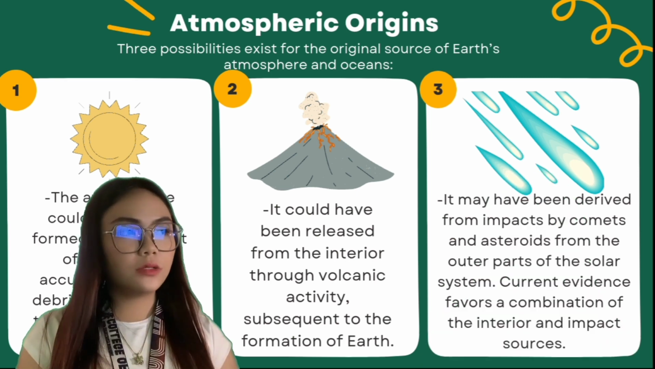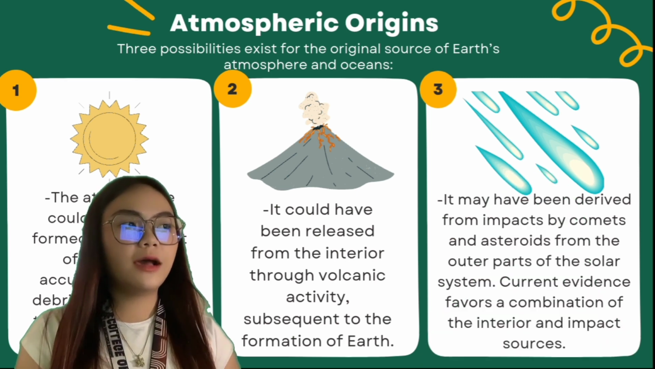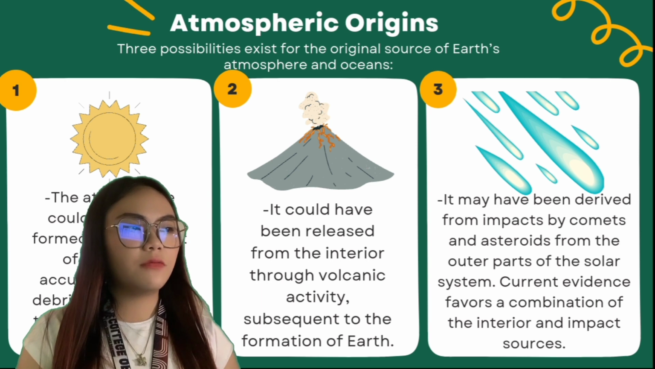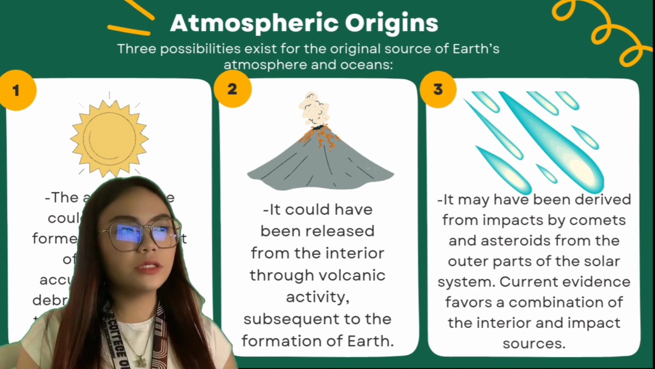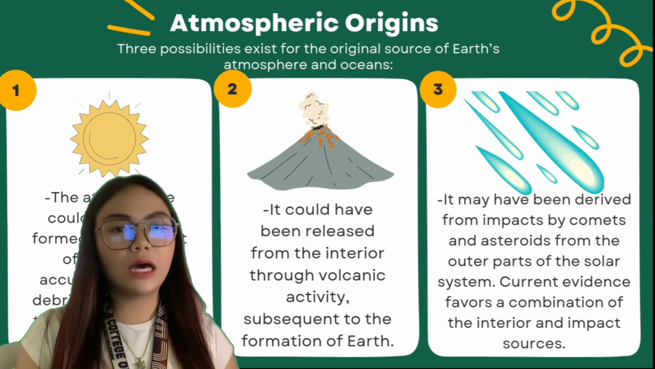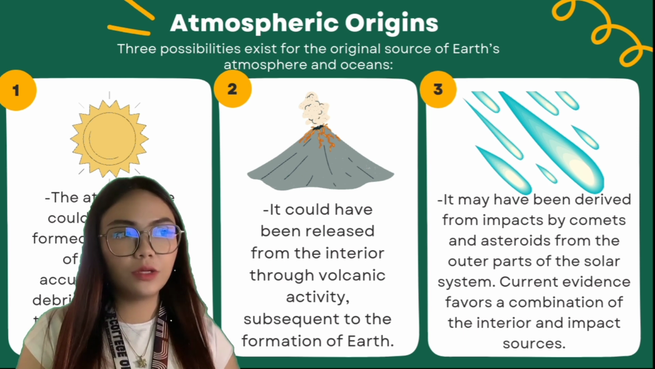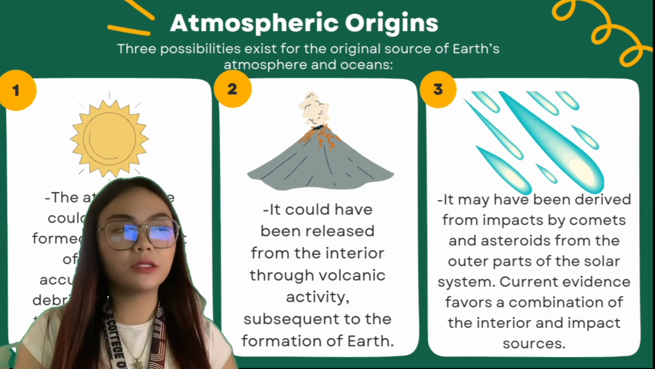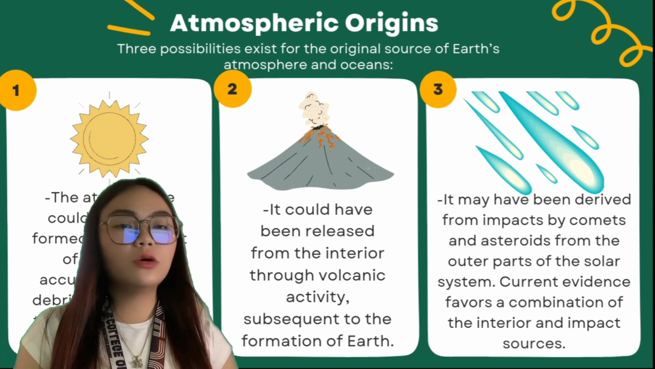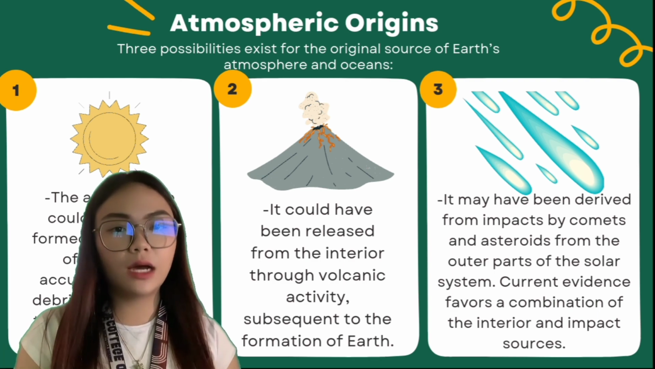The last possibility is that it may have been derived from impacts by comets and asteroids from the outer parts of the solar system. Current evidence favors a combination of the interior and impact sources. So it only means that asteroids and comets have to do with our atmosphere. It may be because of their impacts, and the current evidence favors the combination of impacts of asteroids and comets, and also the interior, or what came from inside our Earth.